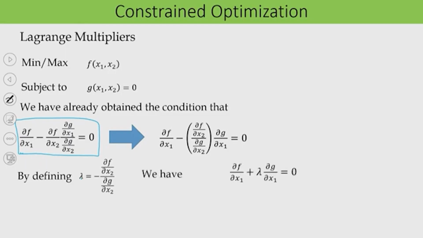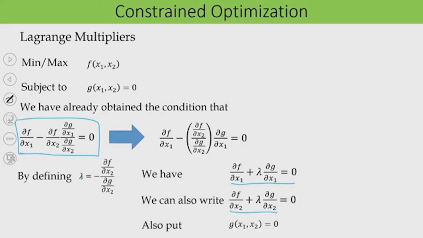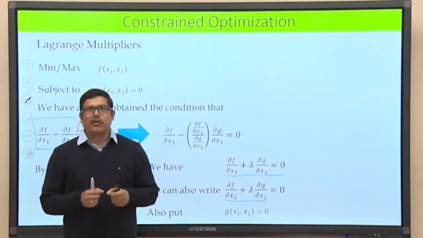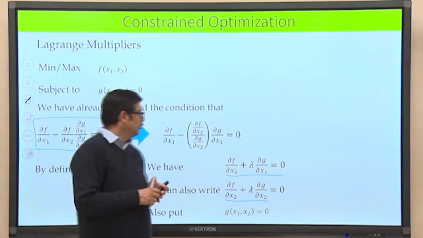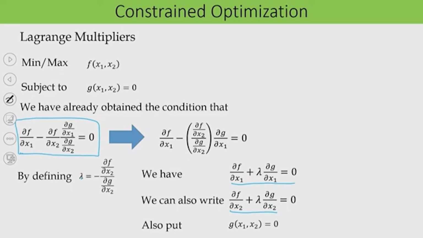So, if I put it in this equation, finally I am getting del f by del x 1 plus lambda del g by del x 1 equal to 0. Similarly, I can also write this equation in terms of the x 2 variable. So in that case, this is del f by del x 2 plus lambda del g by del x 2 equal to 0, and also this has to be satisfied because this is an equality constraint. Therefore, g of x 1 x 2 must be equal to 0. So, I am putting all of this together, and I am getting all the necessary conditions for optimality.